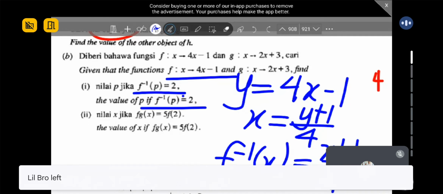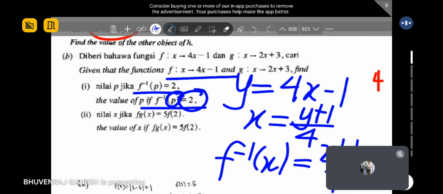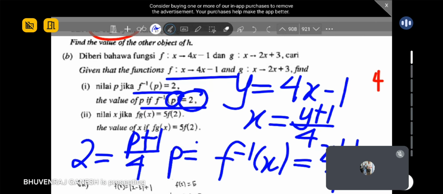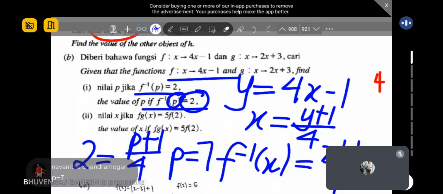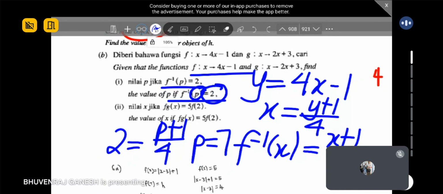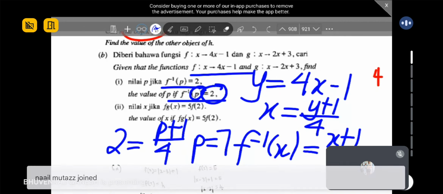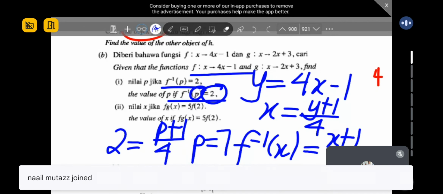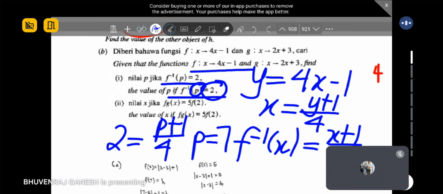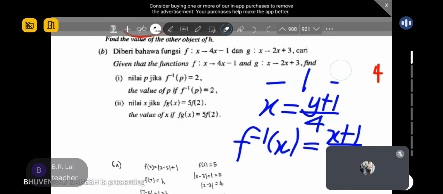Okay, so now X equal to P. So kamu ganti X sama dengan P, sama dengan 2, equal to 2. So 2 is equal to P plus 1 over 4. So P is equal to 7, P sama dengan 7. Clear right guys? Very simple right? Question B1. Sangat senang kan? B1. Siapa kata NMATS tu susah guys? Who tell you NMATS so hard? So simple lah guys. Okay, so now we go question B2.